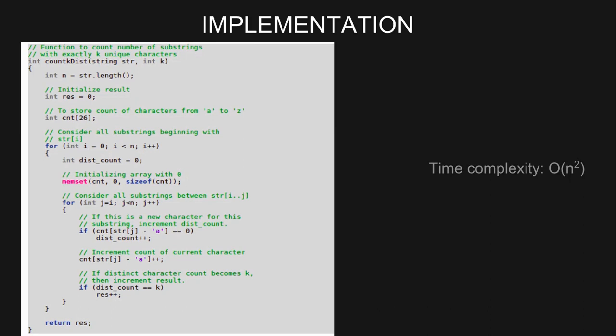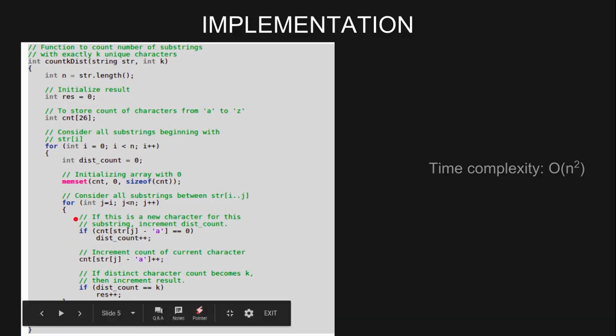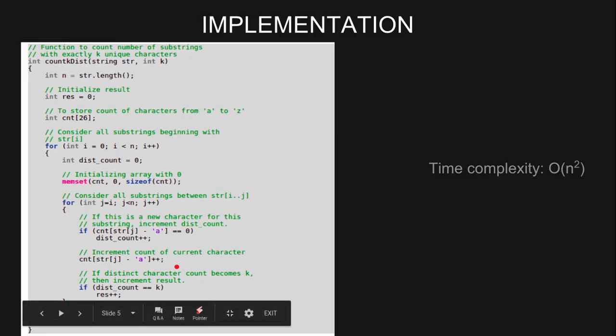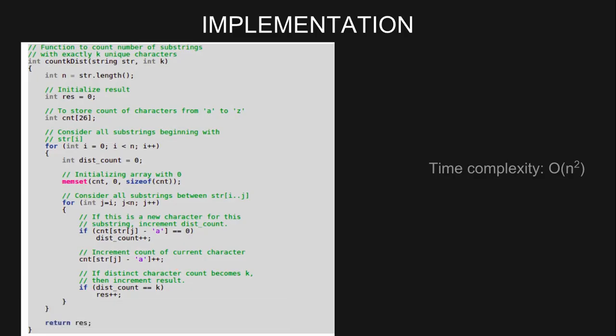Then when we enter the loop, we check if the string j is the new character for the substring, that is, count of string j minus a is 0. Then we increment dist_count. Also, increment count of the current character as count of string j minus a plus plus. If the distinct character count becomes k, then we do result plus plus. Finally, we will return the value of result.